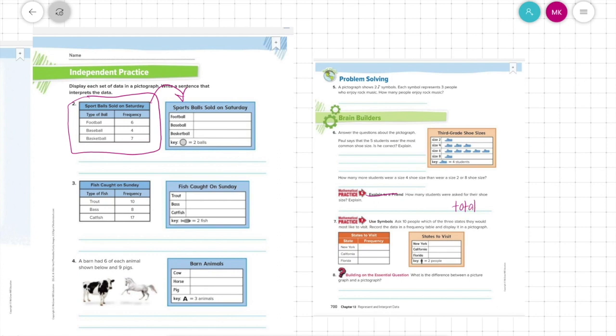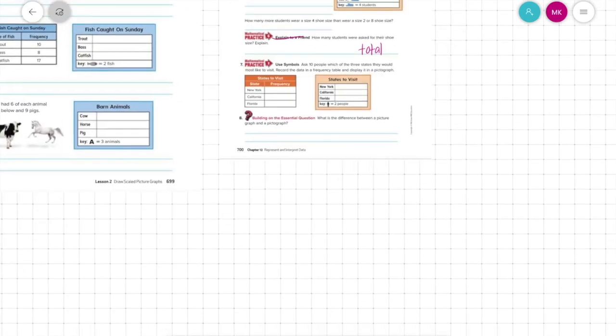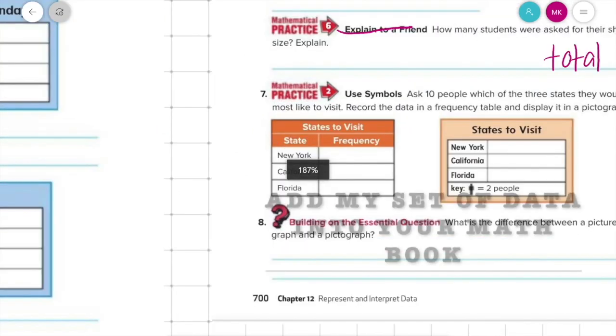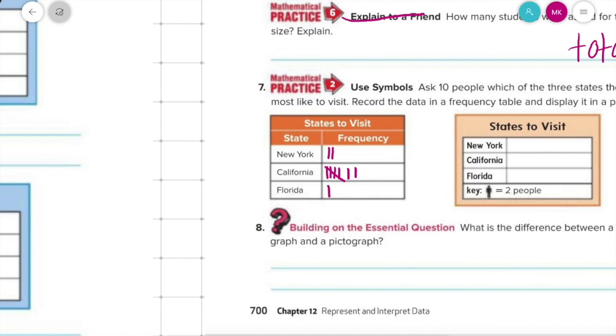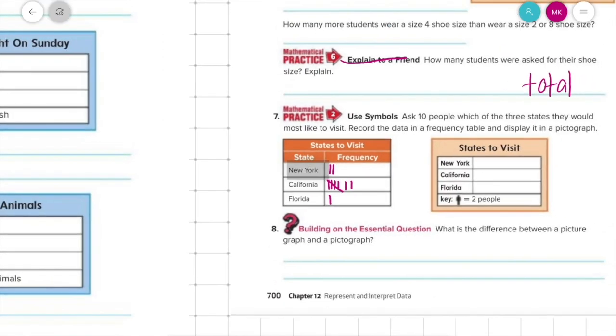And then number 7. Ask 10 people which of the 3 states they would most like to visit. Record the data in a frequency table and display it on the pictograph. I'm going to give you the set of data. And then you need to take this data and move it over to the pictograph. All right. You can do it.